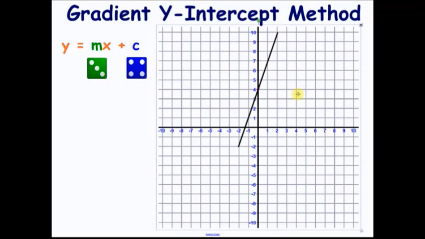So our line will look something like that, where it has a gradient of 3, which is quite steep, we know that, and it passes through our y-axis at 4. y equals mx plus c, y equals 3x plus 4. And you can practice these yourself using a dice or making up the numbers that multiply x or add or subtract from x.